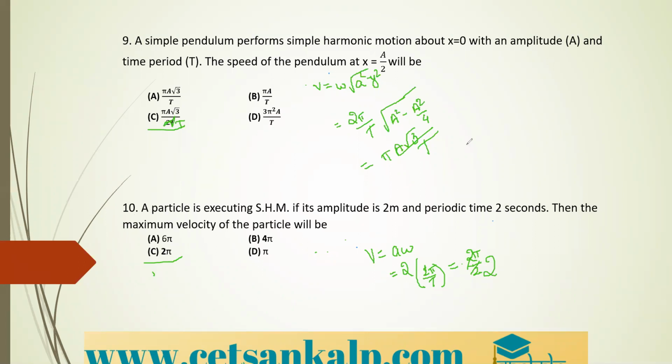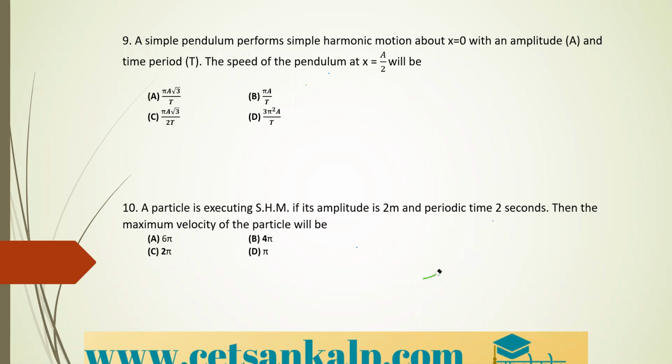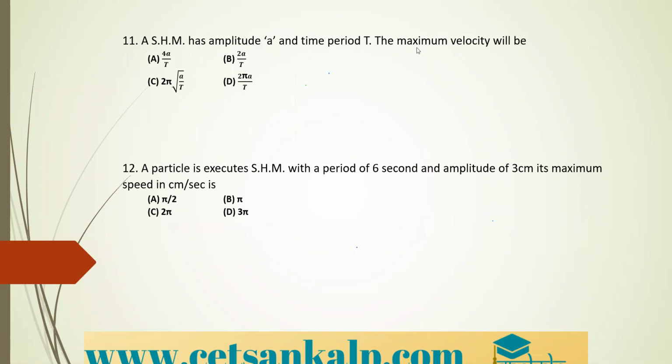Next question. Question number 11. A simple harmonic motion has amplitude A and time period T. Here they have asked you to calculate the maximum velocity. So only in the formula we need to substitute here. Already you know the formula, just substitute in that.